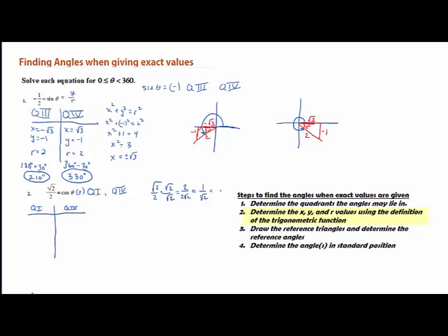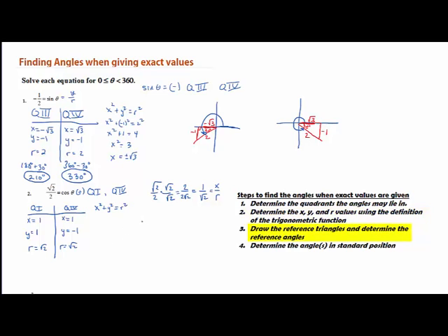Our definition of cosine is x over r. So in this case, x has to be positive 1 in both cases. R is root 2. And again, if we plug into our x squared plus y squared equals r squared, we will find that y is either positive 1 in quadrant 1 or y is negative 1 in quadrant 4. Again, don't forget, you can always check that by plugging in here and solving for your y.